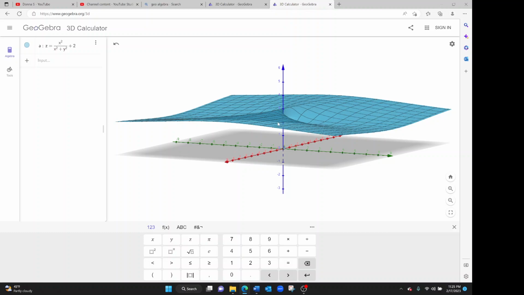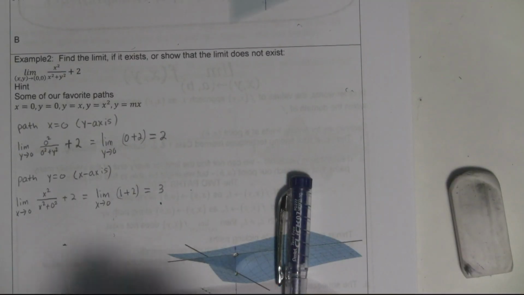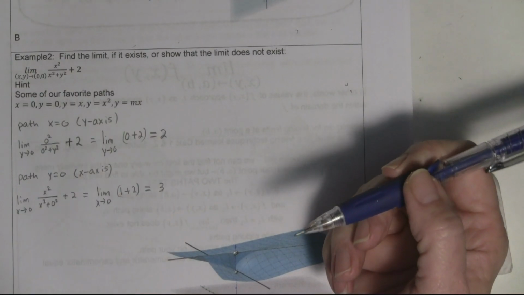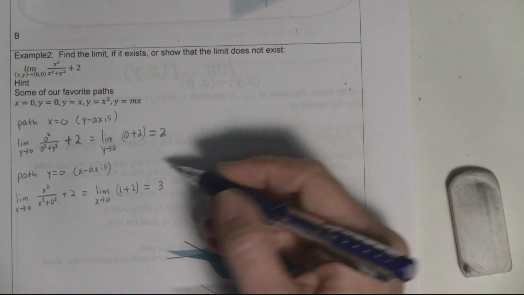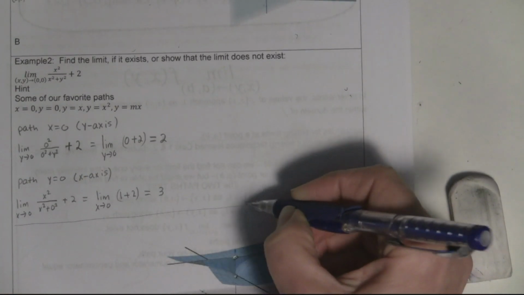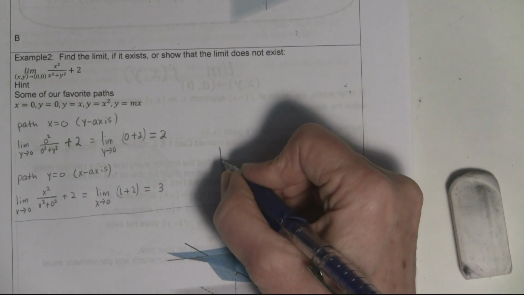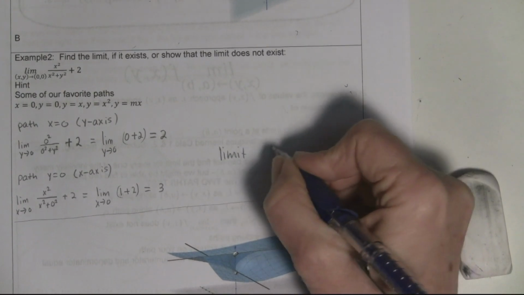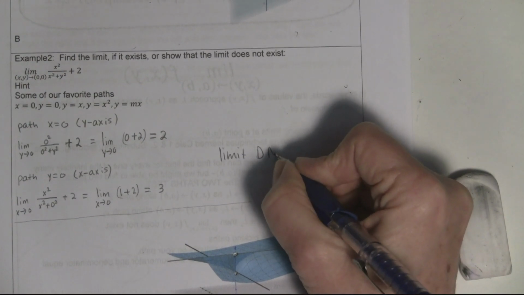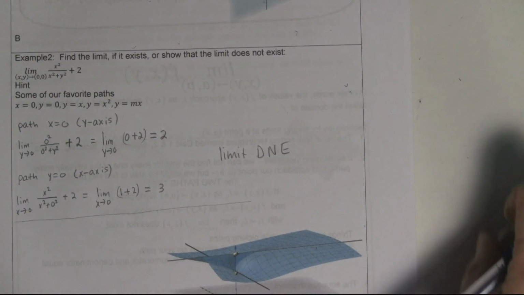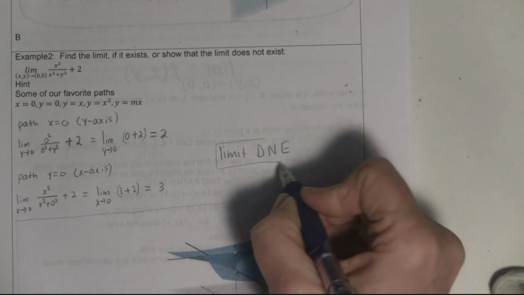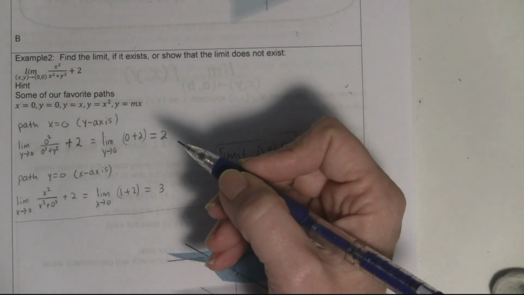Now, I almost went back to paper view without going back to paper view. Now, this is enough, and I'm done. So I could say I'm done right here, and because these two paths are not the same, I can say the limit does not exist. The limit is D and E, and that could be my answer. And this is my reasoning over here.